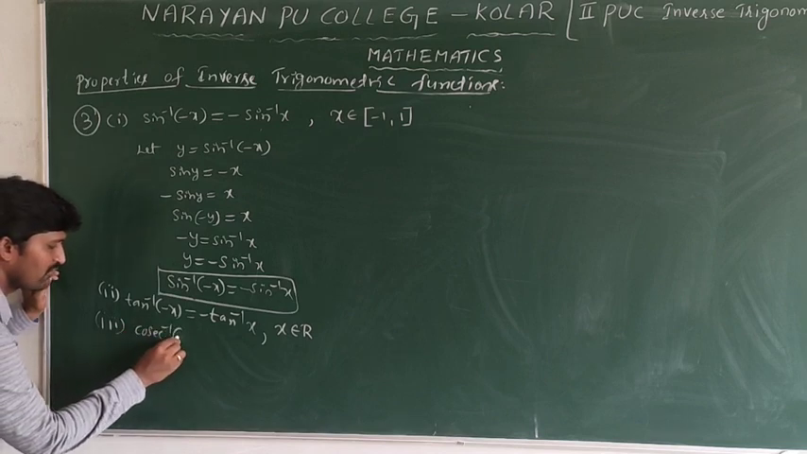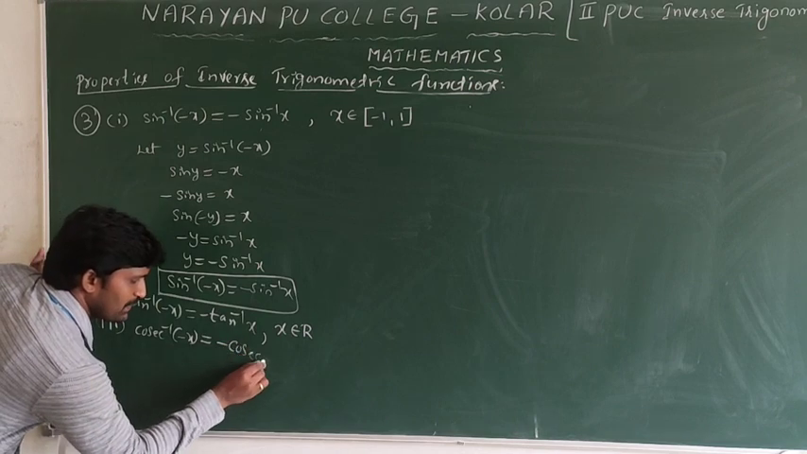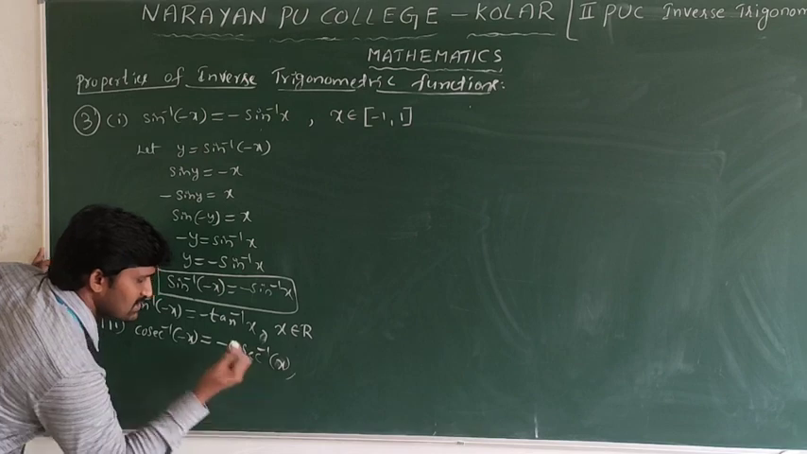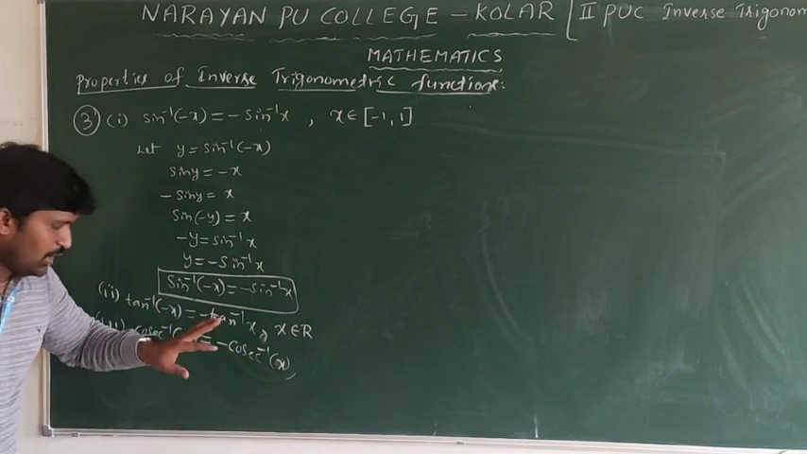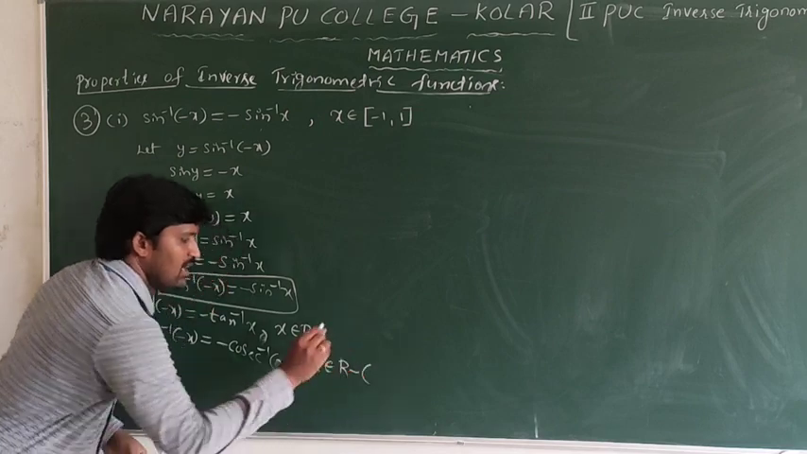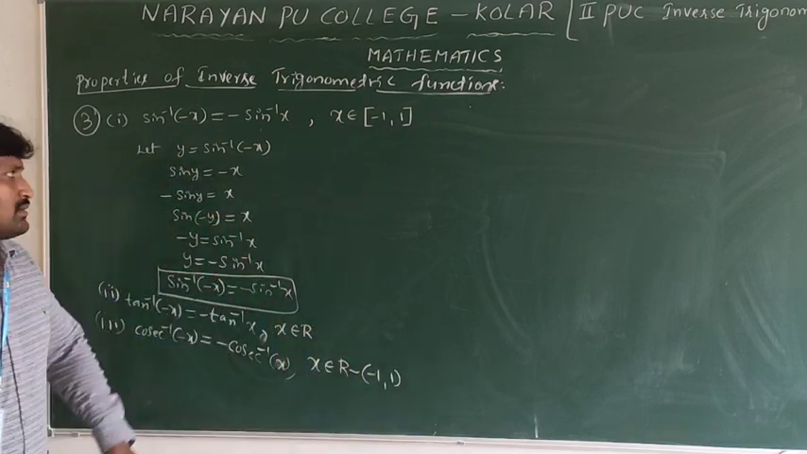Next, the third one: cosecant inverse of minus x. Here also the minus is multiplied out: minus cosecant inverse of x. Here what do I have to take? Again the domain of cosecant inverse only, that is R minus the open interval minus 1 comma 1.